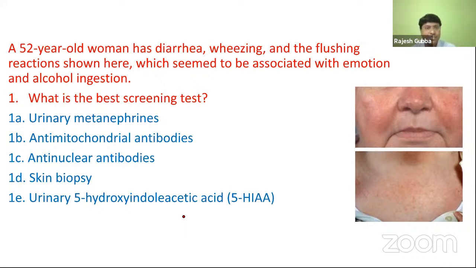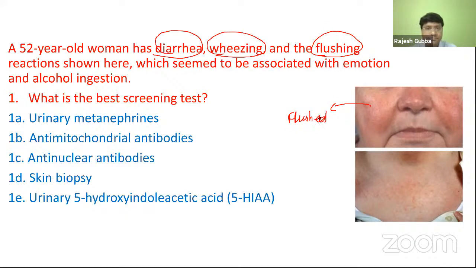So what is the diagnosis? Diarrhea is there, wheezing is there, facial flushing is there. You see this, the face is completely flushed. Diagnosis bolo. What is the diagnosis? Right, very good, very good. Sai Taruni Danda, Sai Taruni, very good.